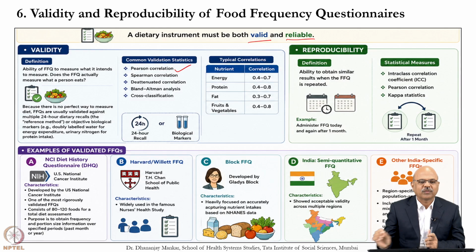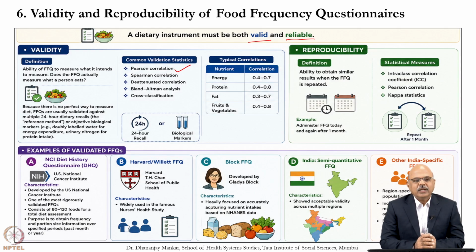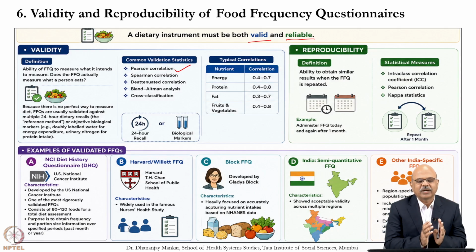Examples of validated FFQs. The first is the NCI Diet History Questionnaire, that is DHQ, developed by the US National Cancer Institute, and it is one of the most rigorously validated FFQs. It consists of 80 to 120 foods for a total diet assessment, which is very large. The purpose of the DHQ is to obtain frequency and portion size information over a specified period, that is, past months or years.